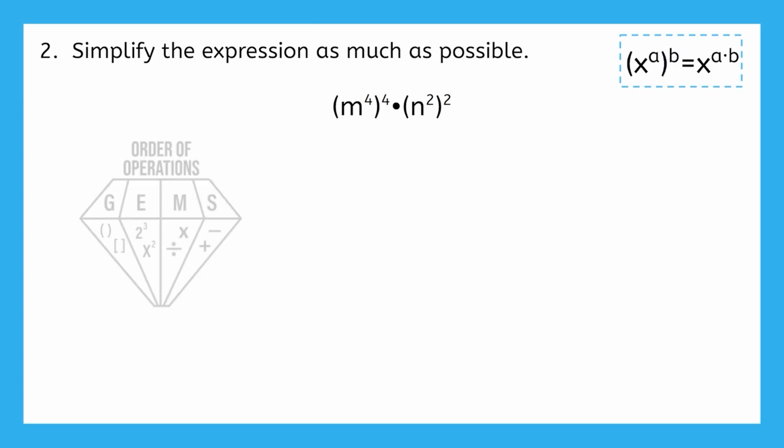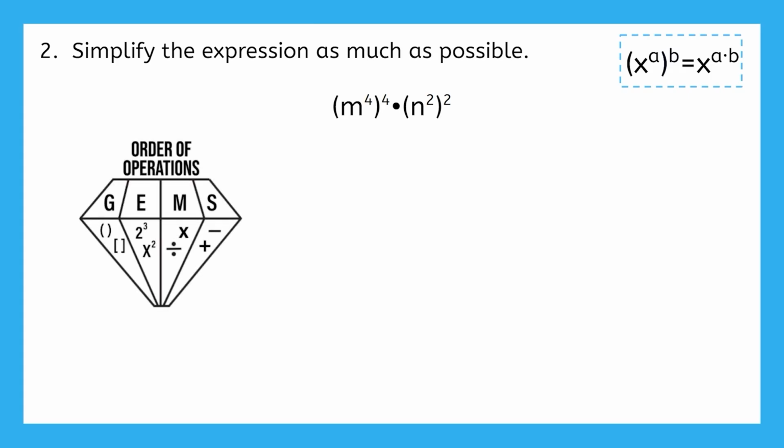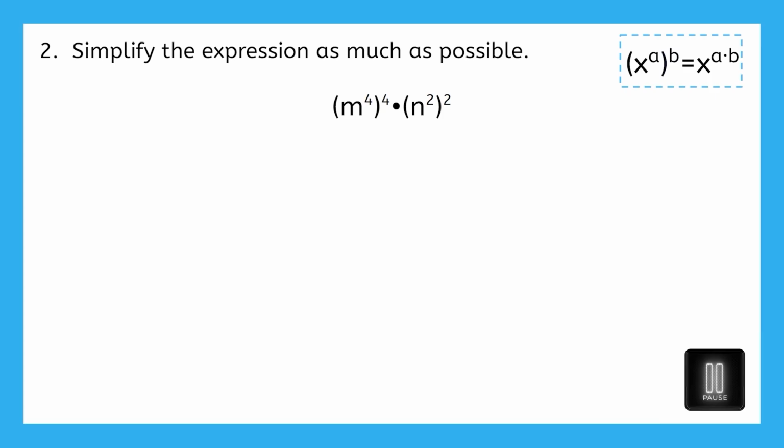We're simplifying, so we follow GEMS and use the power properties in that order. According to GEMS, exponents come before multiplication, so we need to simplify each of the components on either side of the multiplication dot first. Pause here to use the power of a power property to simplify m to the power of 4 raised to the power of 4 and n squared to the power of 2.